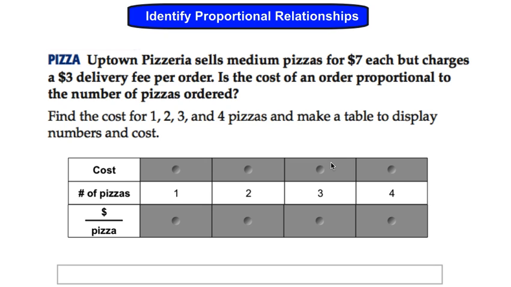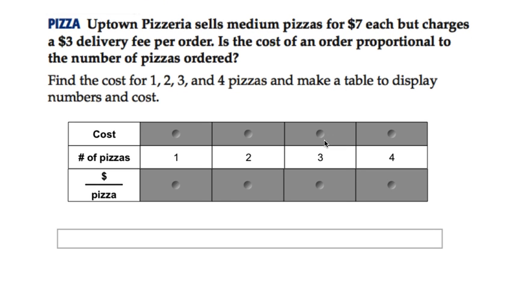So here's an example. Uptown Pizzeria sells medium pizzas for $7 each, but they charge a $3 delivery fee for every order. So we want to know, is the cost of an order proportional to the number of pizzas ordered? So we need to do a little bit of analysis here. If we order one pizza, what does it cost us to order the one pizza and have it delivered? We're assuming all of these are delivered.